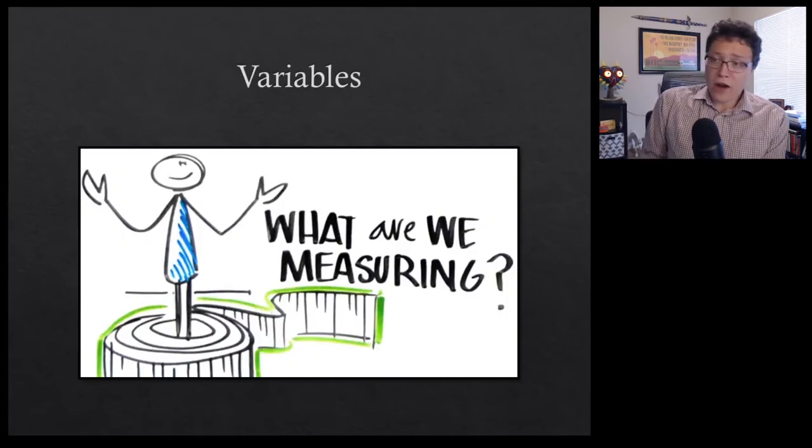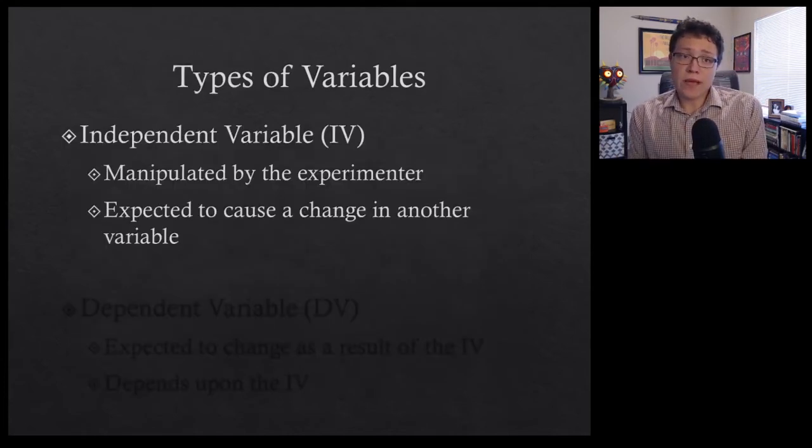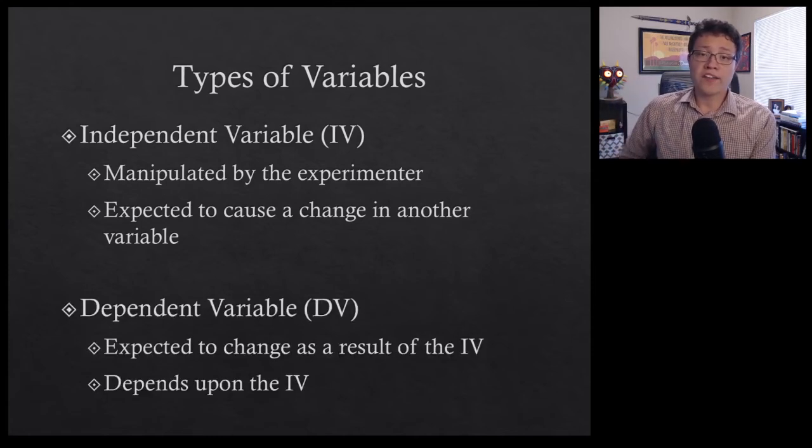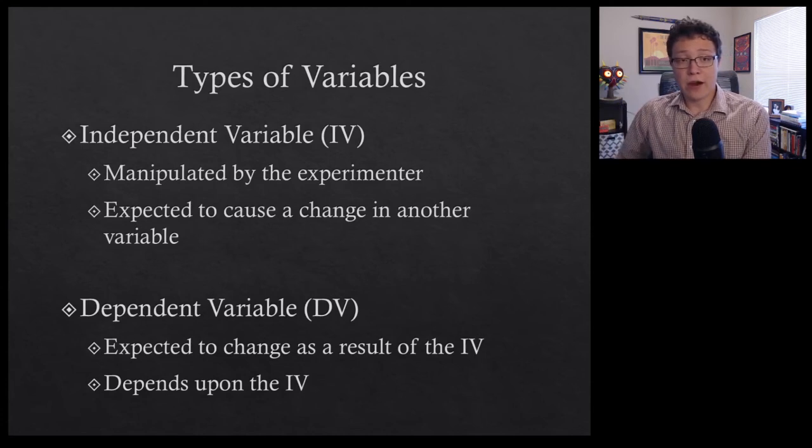So quickly with variables, as a reminder, we have two types. We have independent variables, or IVs, and these are the variables that are manipulated by a researcher, and we expect them to cause a change in another variable. So the independent variables are going to be the situation that maybe a group is put into, and we expect this to cause a change in a dependent variable. Our dependent variable is what we are measuring, and it depends on the results of the independent variable.